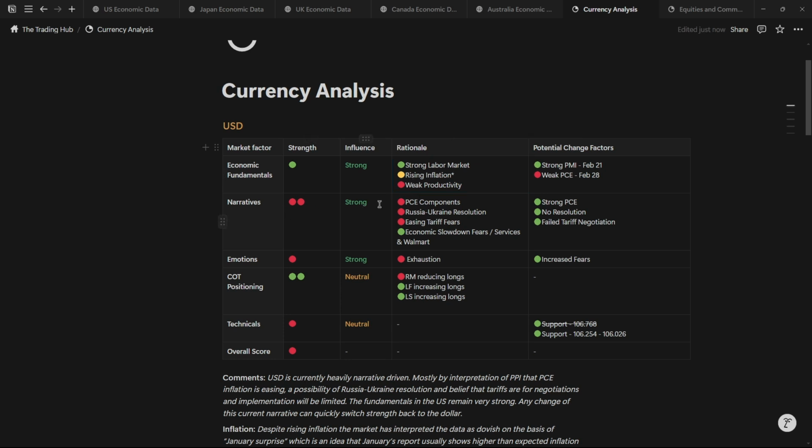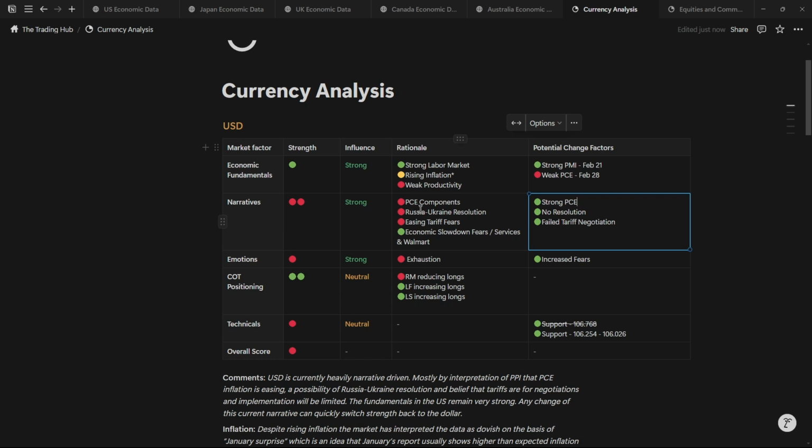And next we have narratives, and this is important. The thing about narratives, they can switch and flip at any time. So we can see that the narrative driving price at the moment for the dollar is expectations that inflation is basically under control. And here I have potential change factors. Currently, investors looked at the previous inflation data and said, hey, inflation is under control, and we will see that in the PCE data. We have PCE coming out on Friday. If we get a strong PCE, this will drive the price of the dollar, right? So this narrative that is currently making the dollar weak will switch to strong.